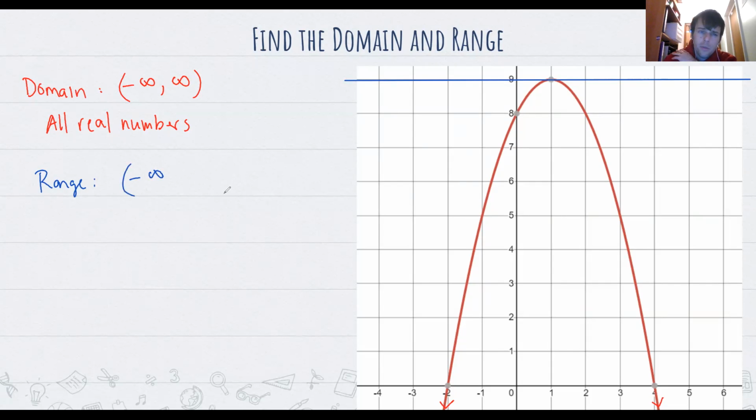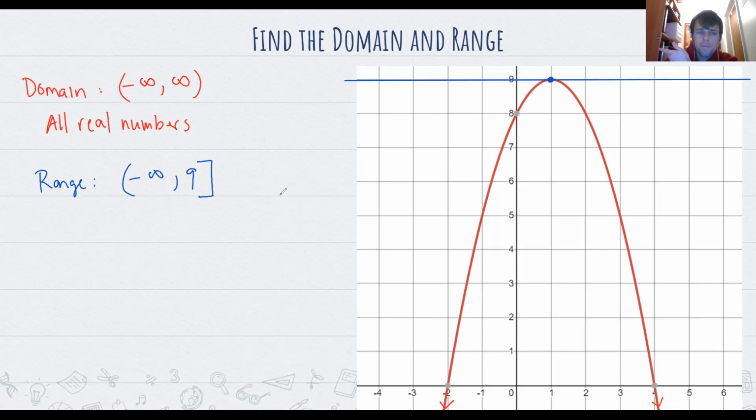We always use parentheses with negative infinity, and it goes up to positive 9. That's the highest value. So the graph goes up to positive 9 and doesn't exceed that. But there is a point there, so it must be included, right? That is a point that is part of our range, so it is included.